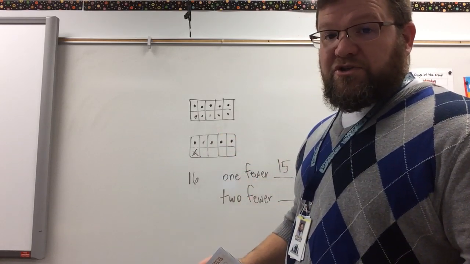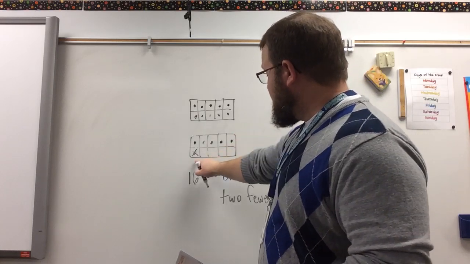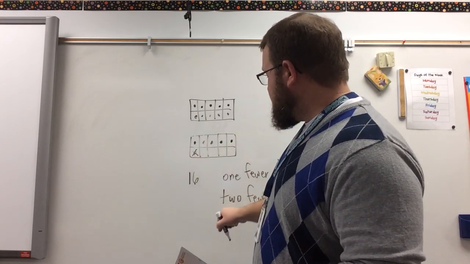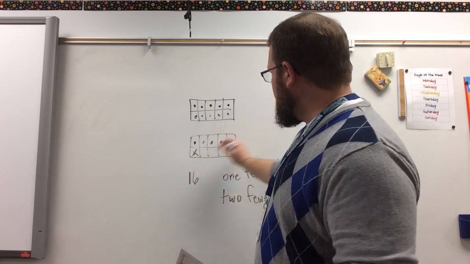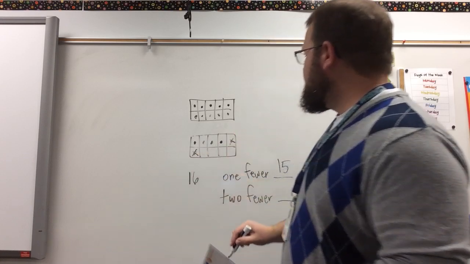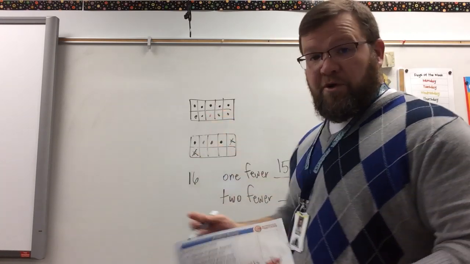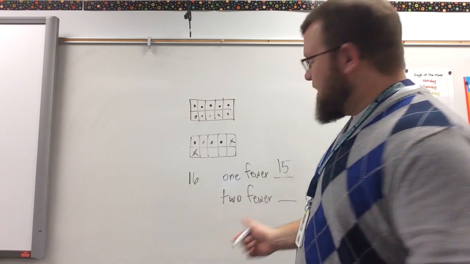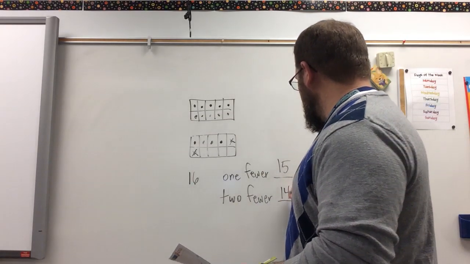And then to know how many is two fewer, I'm going to cross just one more off, because I've already got one crossed. So this was 16, and two fewer than 16, I've crossed off one, I've crossed off two, and so then I've got 10 and 4, and we know that 10 and 4 makes 14. That's right. Okay? So that's for number 2.